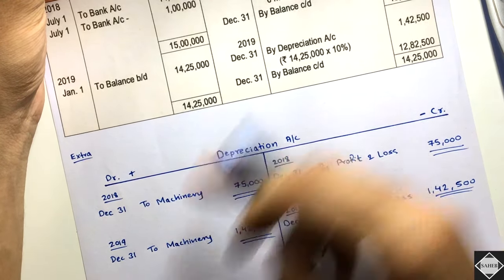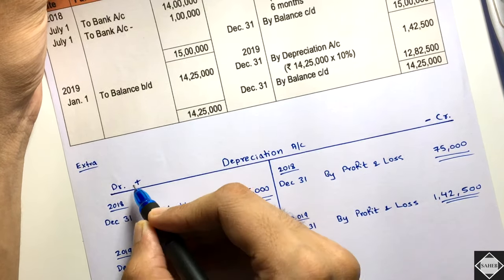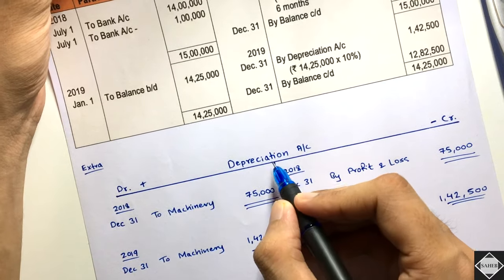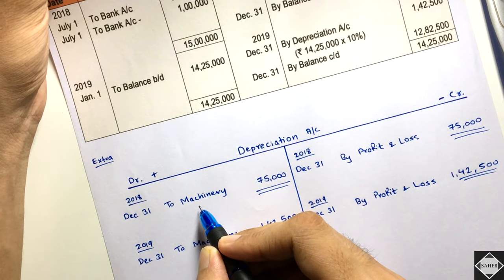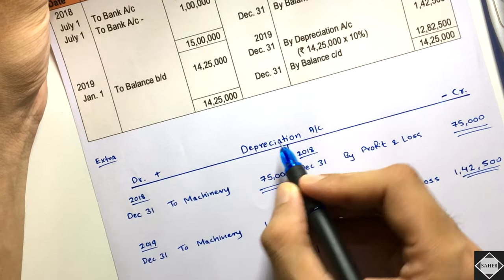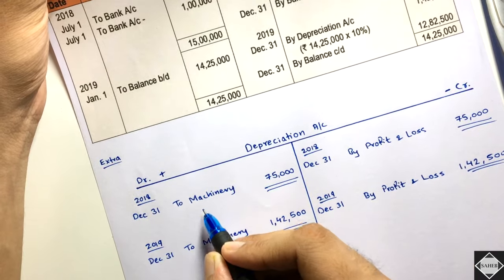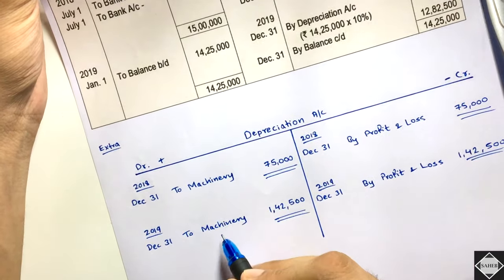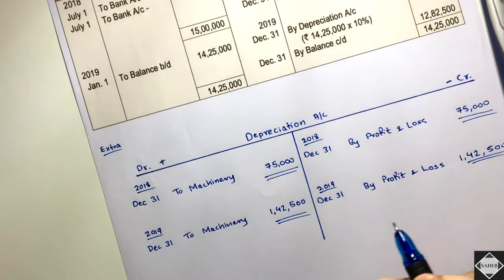Okay, now what's the logic? Apart from the cross posting shortcut, what's the logic over here? The logic is depreciation is being recorded. Depreciation is an expense. To record that, you have to debit. Depreciation account is getting debited because of reduction in machinery. Depreciation is increasing, and it is being recorded in the books of accounts because of machinery. Depreciation debit because of machinery, 75,000. Depreciation debit, depreciation is increasing because of machinery, 1,42,500. Okay, that's the logic. Is that clear?